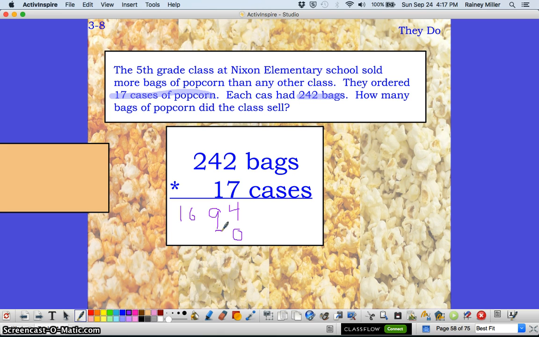So 1 times 2 is 2. 1 times 4 is 4. And 1 times 2 is 2. So now I'm going to add these together to get my answer. 4 plus 0 is going to be 4. 9 plus 2 is going to be 11. 6 plus 4 is going to be 10. With that extra 1, that's going to be 11. Okay, and 2 plus 1 is 3. Plus 1, that's going to be 4. So you would have had 4,114 bags of popcorn that we sold. That would be a lot of popcorn.